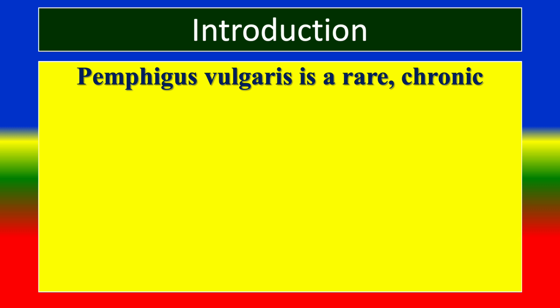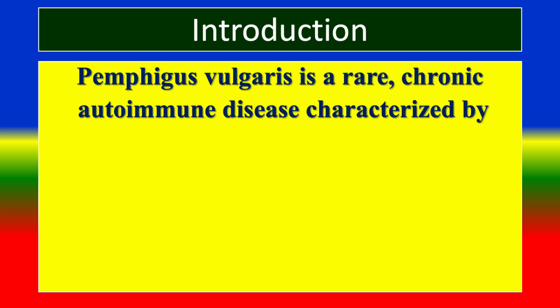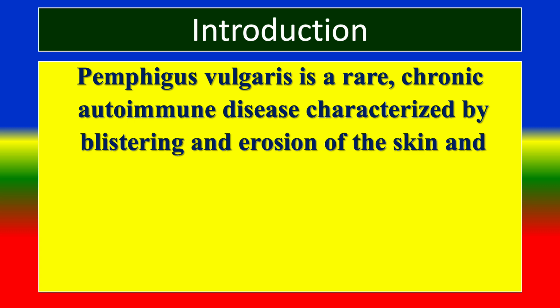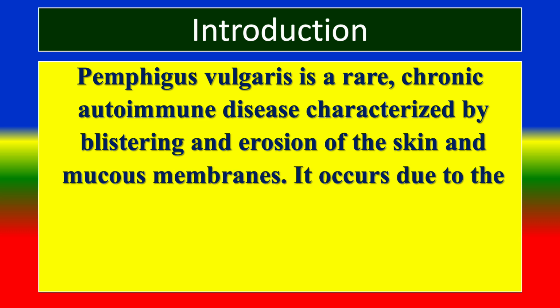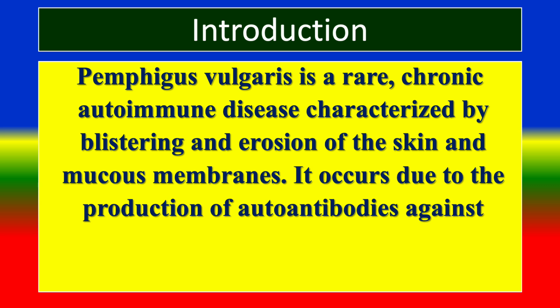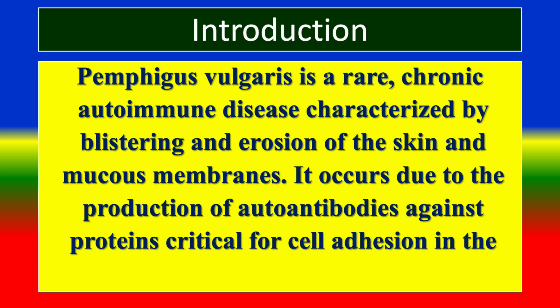Pemphigus vulgaris is a rare chronic autoimmune disease characterized by blistering and erosion of the skin and mucous membranes. It occurs due to the production of autoantibodies against proteins critical for cell adhesion in the epidermis.